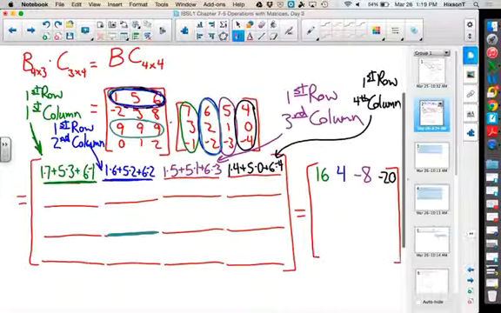So 9 times 6 is 54. 9 times 2 is 18. And 9 times negative 2 is minus 18. So that would just be a 54. That's the nice thing about learning matrix multiplication this way, is that you can just pick isolated things.